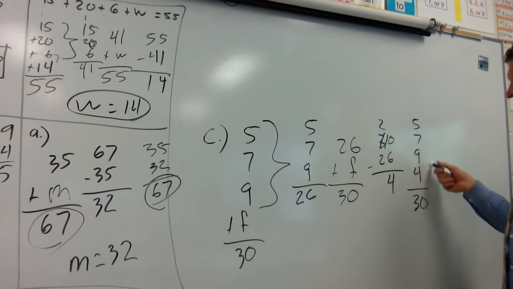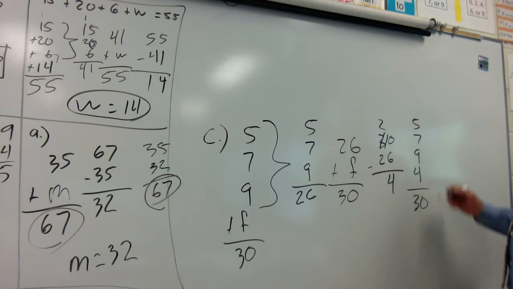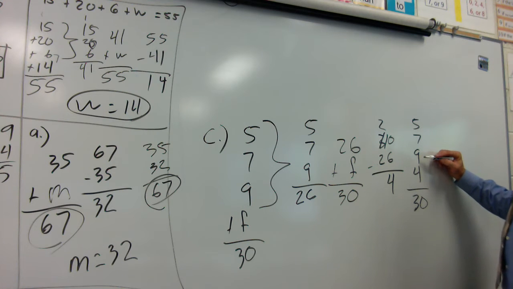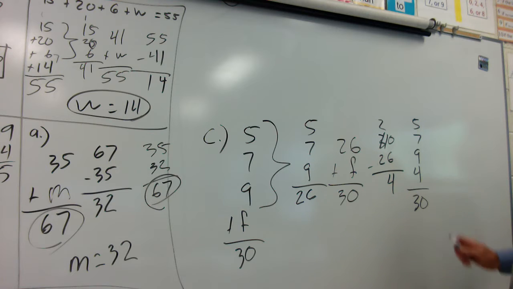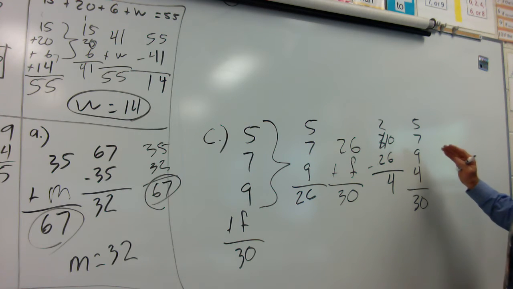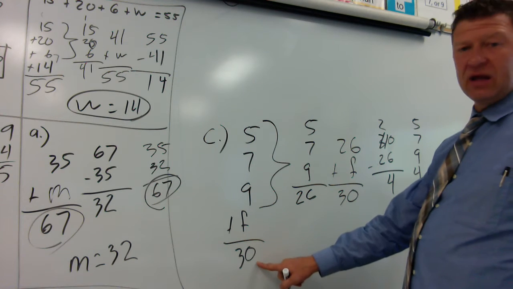Trying to make partners of 10. Yeah, can't do it with this problem. So 5 plus 7 is 12. Plus 9 more is 21. Plus 4 equals... not. I did something wrong. Oh my goodness. What a great example. 5 plus 7 is 12. Plus 9 is 21. Plus 4 is 25. And I needed to come up with 30.